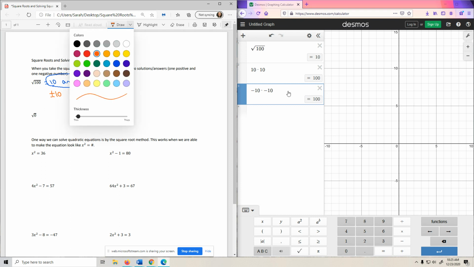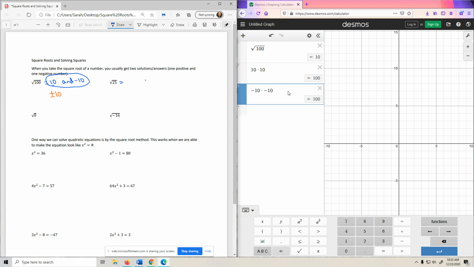Let's try a few more. So the square root of 25, let's use Desmos to check that out. So square root symbol down in your bottom row, 25 is 5. The square root of 25 is 5, but remember there's also another answer. Negative 5 also works. 5 times 5 is 25. Negative 5 times negative 5 is also 25.